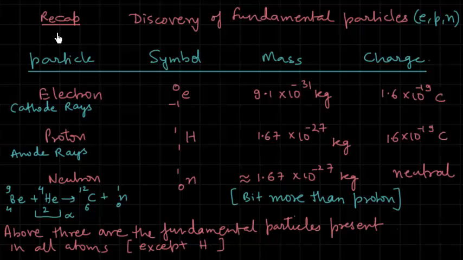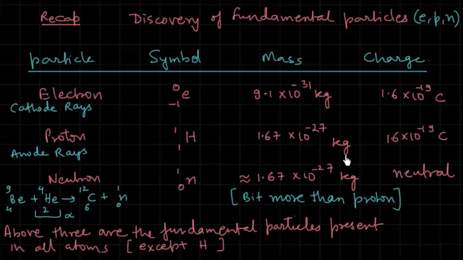So let's begin with the second part of atomic structure. Let's just recap what we studied in the last class. We studied the discovery of fundamental particles. What are the fundamental particles? Electron, proton and neutron. Let's write down the particles, their symbols, mass and charge.